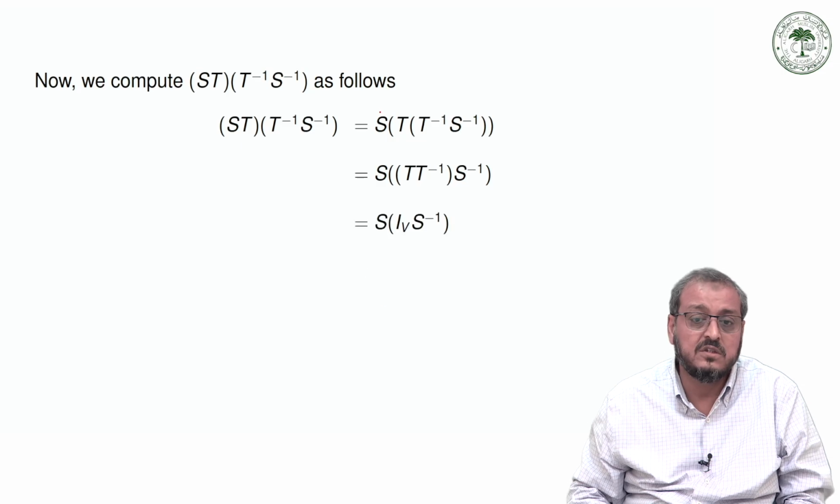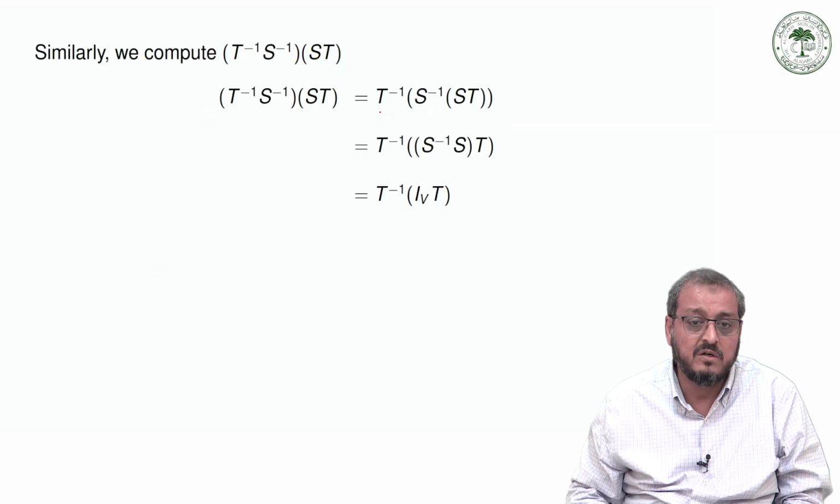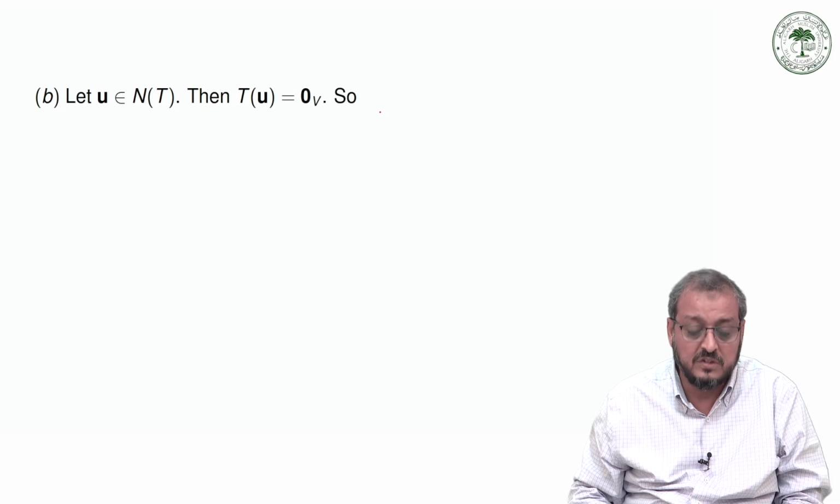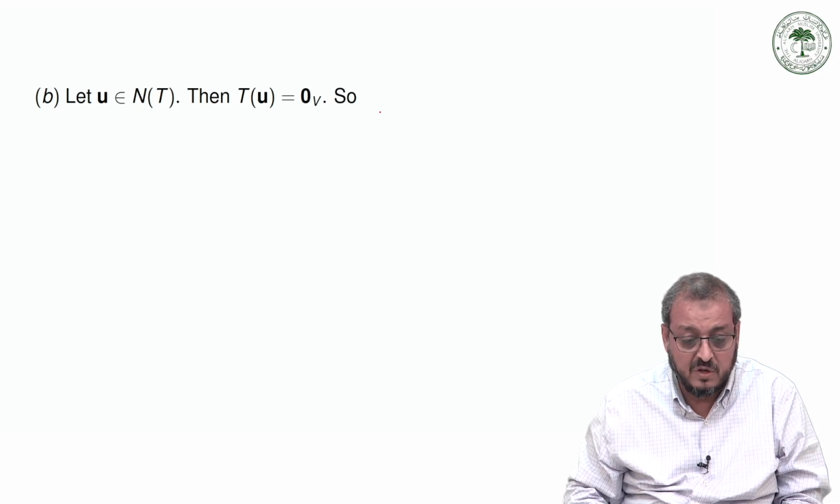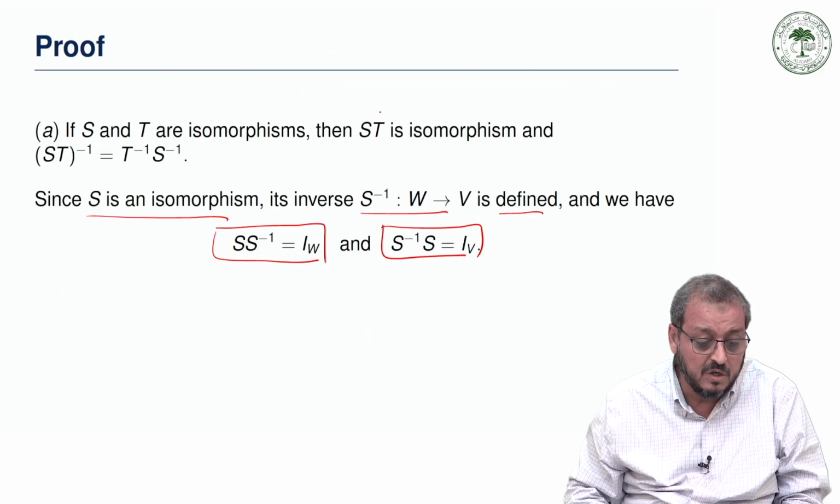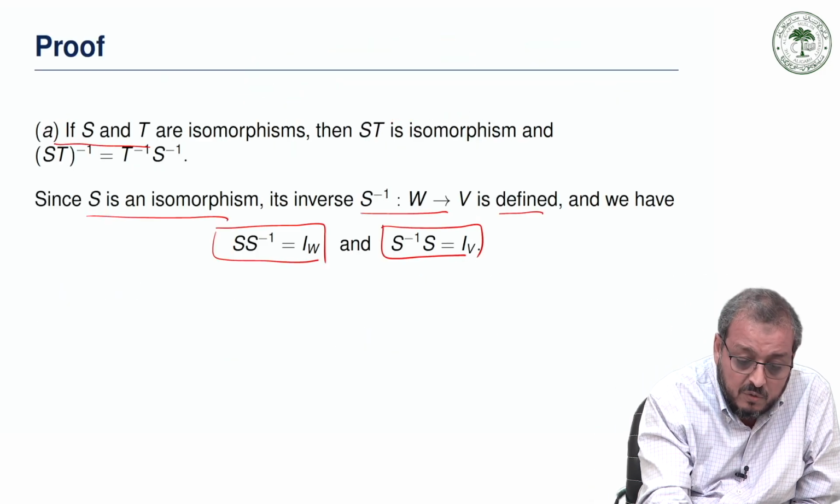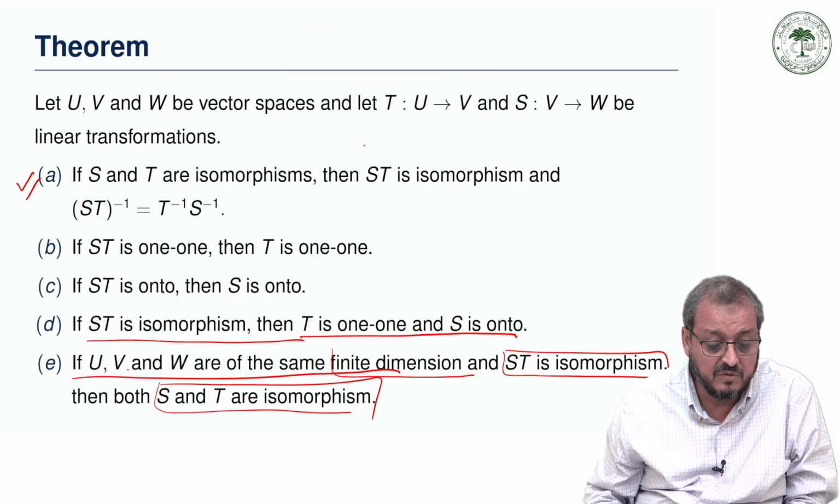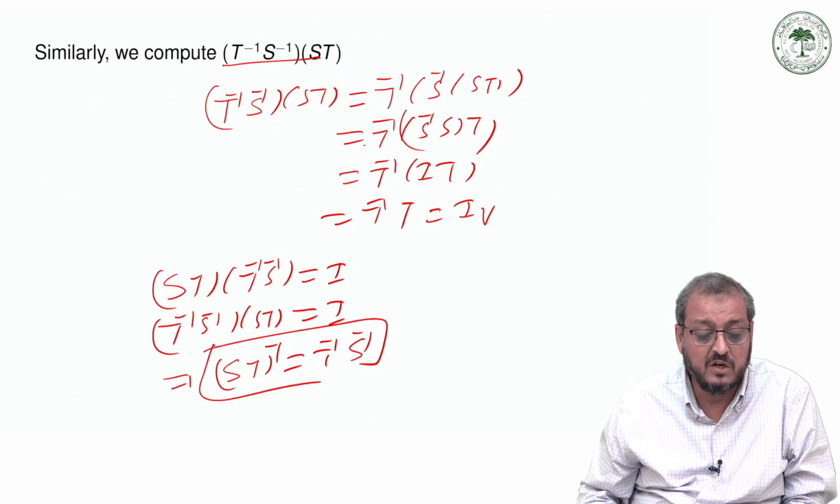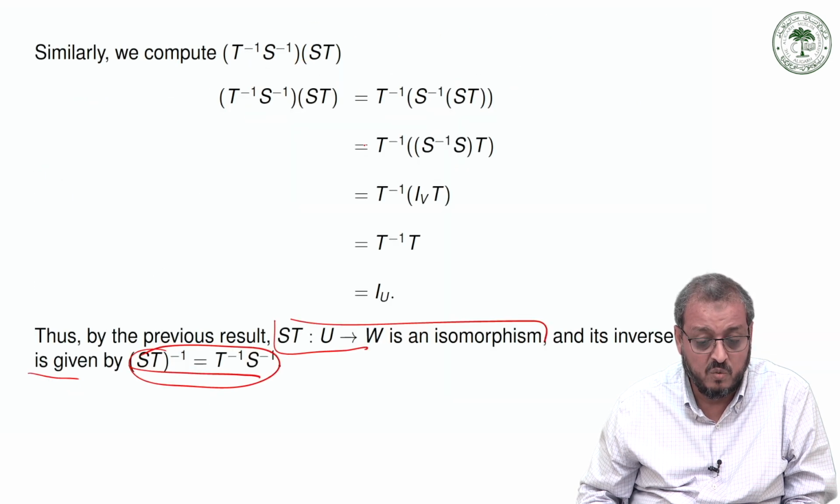Okay, now we just prove the second part of this theorem. We have part B of this theorem. Here we have to show that if ST is one-one, then T is one-one. So ST is one-one, then we try to show that T is one-one.